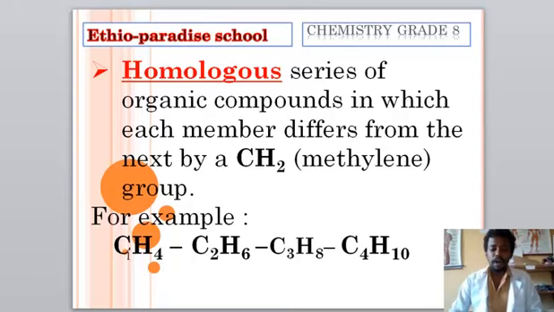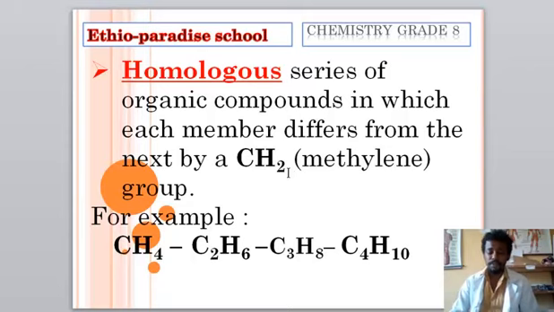As an example, if you see this chain of hydrocarbons, look, if you subtract CH2 from this one, you will get what? CH4, or methane. And also if you subtract this one from this one, you will get CH2. So the only difference between the series of these hydrocarbons is CH2.